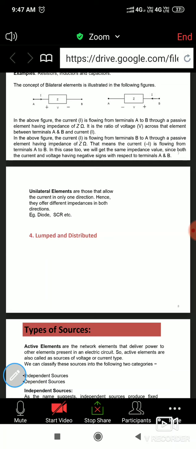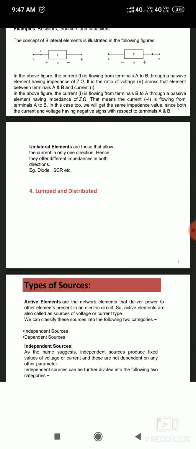Now next one, lumped and distributed. Lumped networks or lumped elements are those which are very small in size, just like inductor, resistors, capacitor. Whereas distributed elements or distributed networks are those which consist of elements which are big in size. So for distributed networks, we can take the example of power distribution, energy distribution.